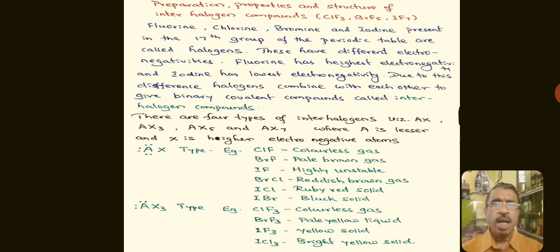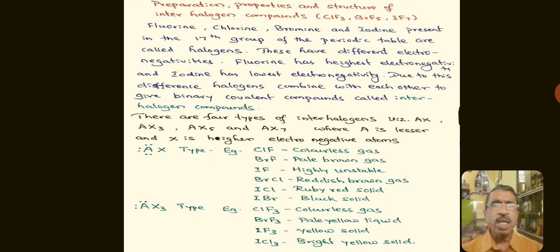Coming to the examples of AX type of interhalogens. ClF is called chlorine fluoride. It is a colorless gas. BrF is called bromine fluoride. It is a pale brown gas. Similarly, iodine fluoride, bromine chloride, iodine chloride and iodine bromide are the other interhalogen compounds of the class AX.